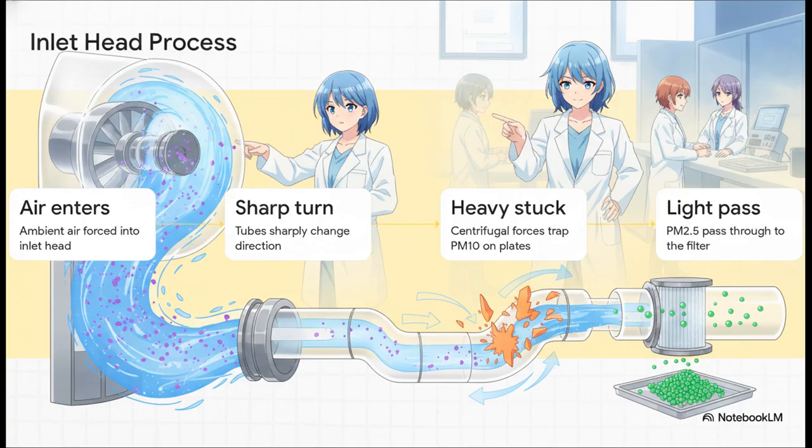Thanks to simple centrifugal force, the heavier PM10 particles literally crash into and get trapped on impact plates. But those lighter PM2.5 particles? They effortlessly make the turn, passing straight through to a high-tech filter for incredibly precise weighing. It's essentially an elegant physical sorting machine operating non-stop out in the field.